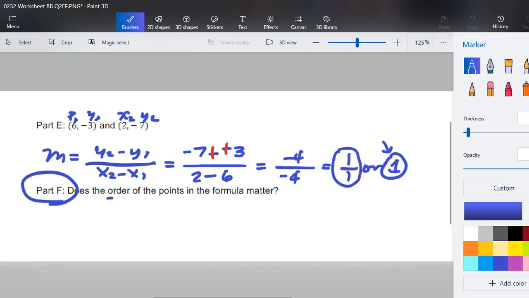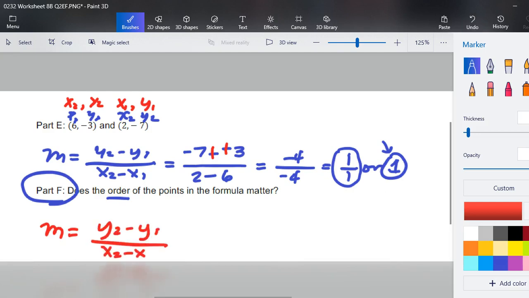So when it says, does the order of the points in the formula matter? I'm going to say, no, it doesn't, but then yes, it does. So I'm going to go back up to part E, and I'm going to relabel this one. I'm going to relabel it so that this is x1, y1, and this is x2, y2. And I'm going to calculate it again. So the formula is the same, but what I had labeled as x1, y1, I now have as x2, y2, and what was x2, y2 is now x1, y1.